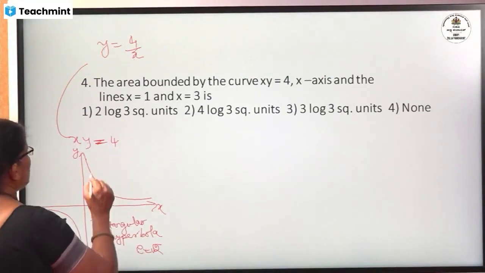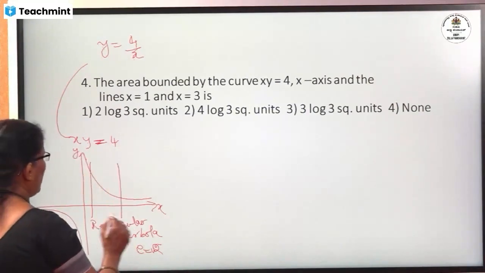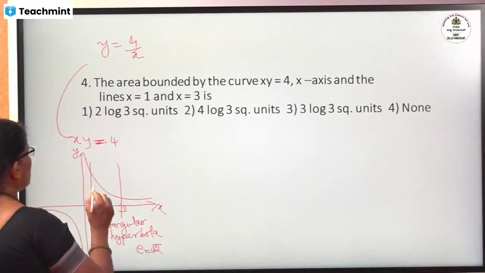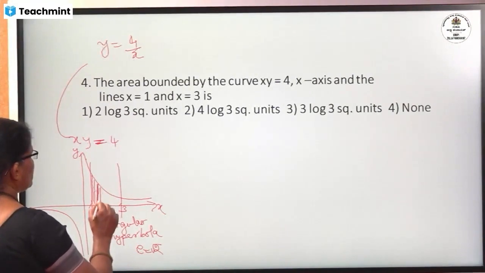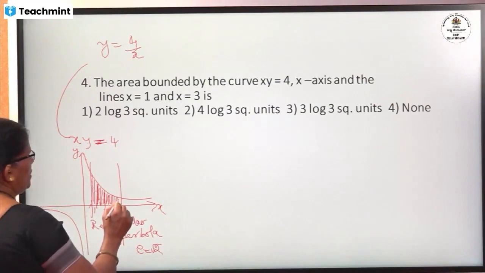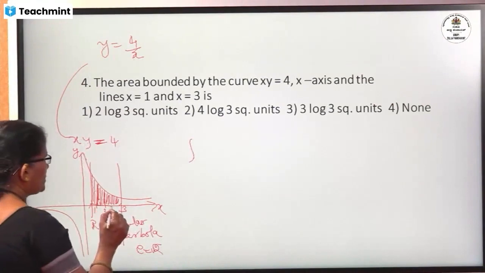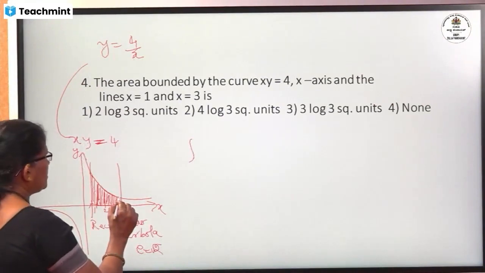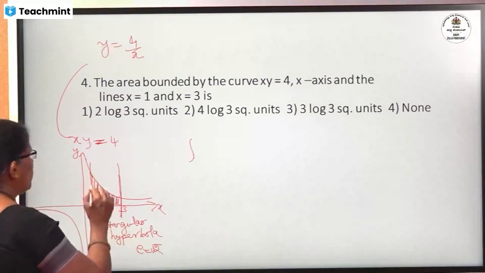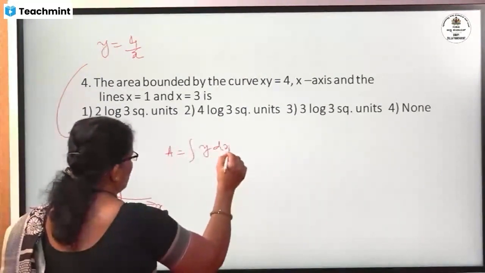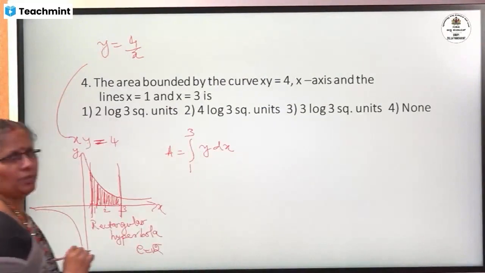Anyway, now what is asked is the area between 1 and 3. So this is x = 1, x = 2, x = 3. This is the area that we need to find. So how do I find this area? It is bounded by the x-axis and the curve between the lines 1 and 3. So the area should be the integral of y dx, where x varies from 1 to 3.